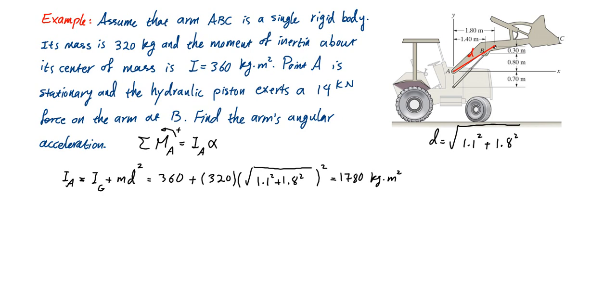So now, going back to the main equation, now I know what IA is. I can find the moment about point A. I know pretty much all the dimensions, and I know the force applied by this hydraulic piston to this arm, so I can find out what alpha is. Let's see how we can figure that out.